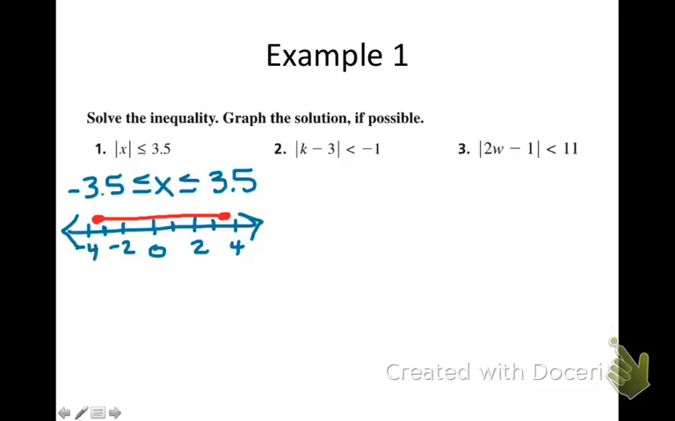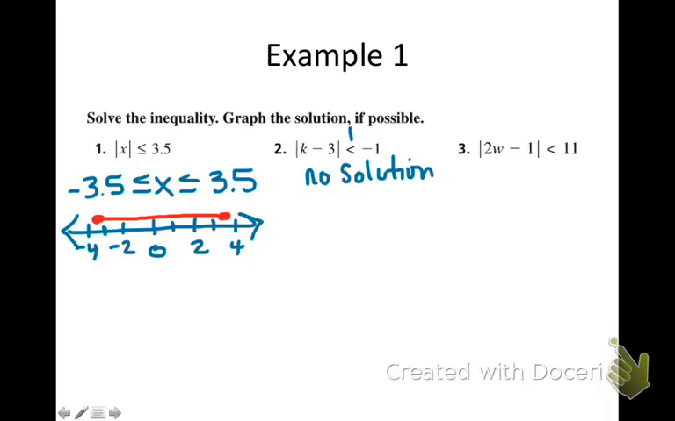Switching to the middle one, the absolute value of k minus 3 is less than -1. By definition, we know that the absolute value will never be -1, okay? Because the absolute value of an expression must be greater than or equal to 0. So it cannot be less than 0. So we say that there is no solution for this type of inequality.